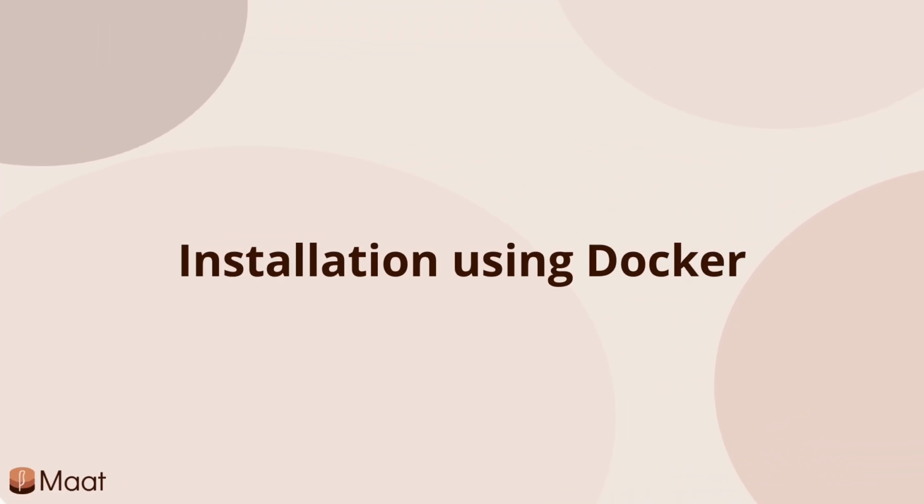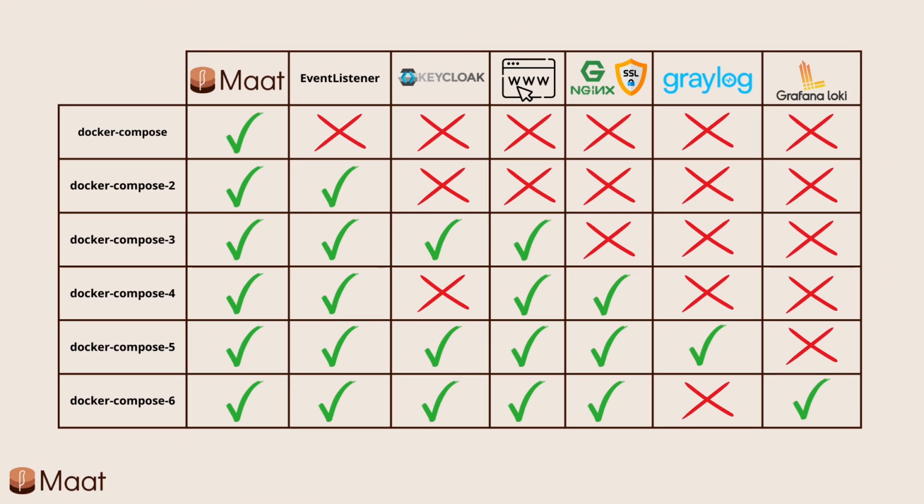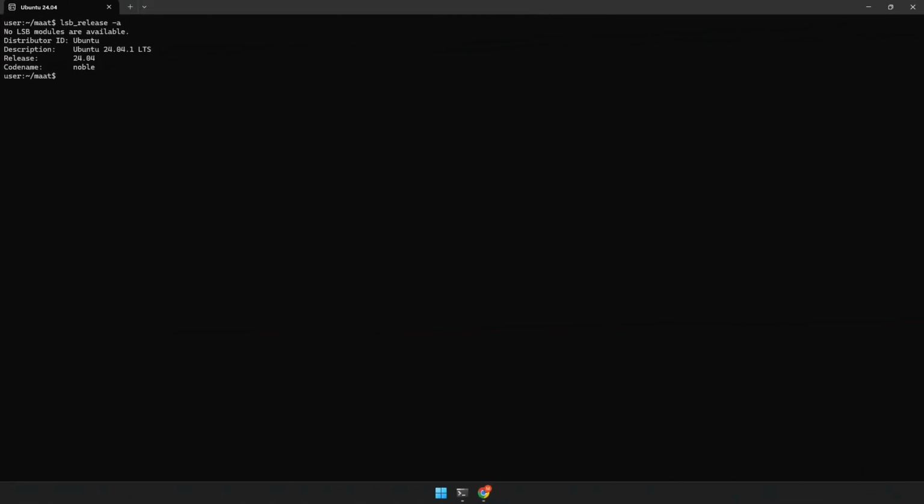The second option is to run Maat using Docker containers. In the Maat repository, there are multiple options available to run as containers, depending on the number of features and extra components you would like to use. The user guide describes the characteristics of each of these available options. This chart helps summarize the different components that will be run using a chosen Docker Compose file. In this video, we will use the most basic option that will run only Maat.